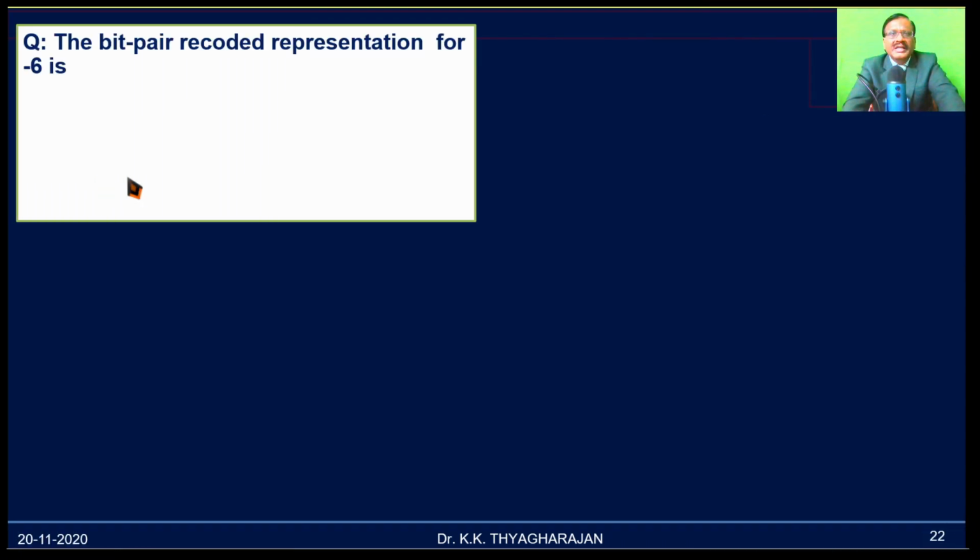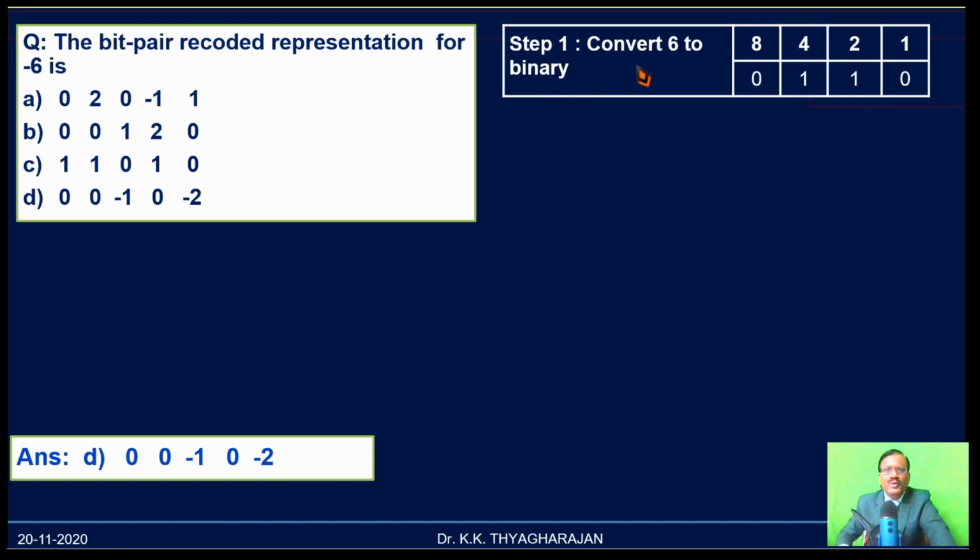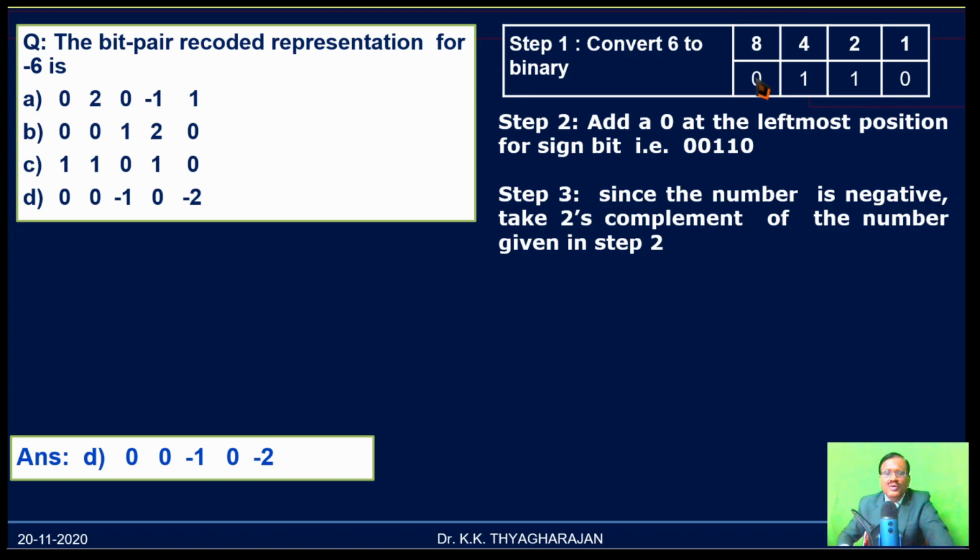The bit pair recoded representation for -6 is, options are given. You have to recode it. Step 1 is convert 6 to binary. Actually, this multiplier is negative. First, you convert 6 to binary. You will get 110, and you have to add 0 on the left side. But one 0 is not sufficient because you should have these 3 bits combined. Then this bit and one more bit should be combined. So you have to add 2 zeros on the left side.